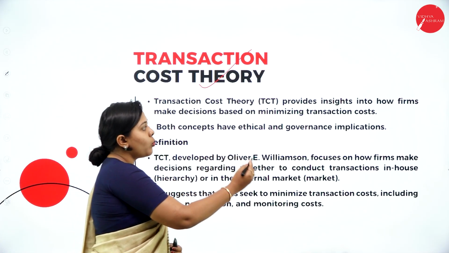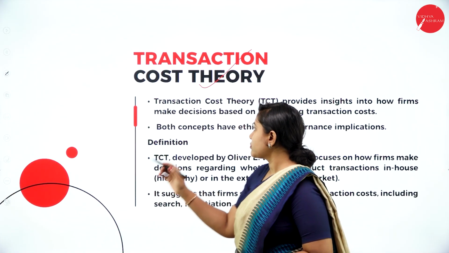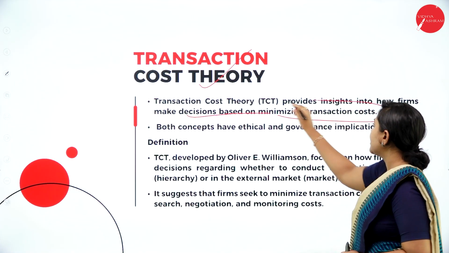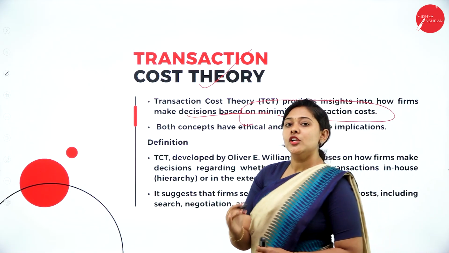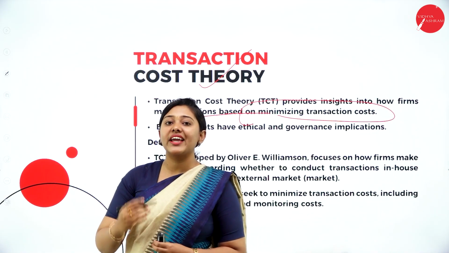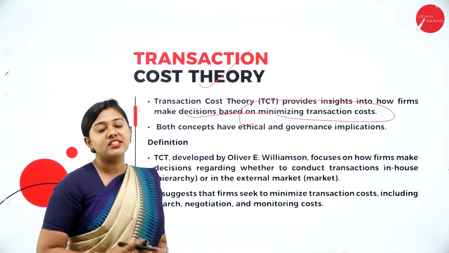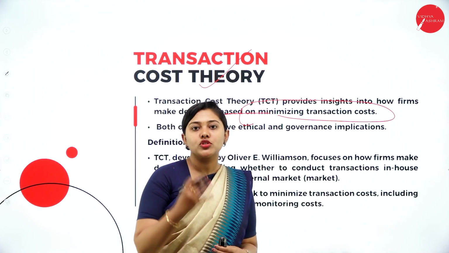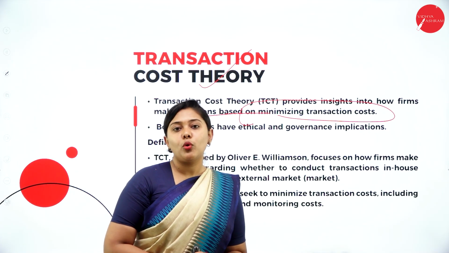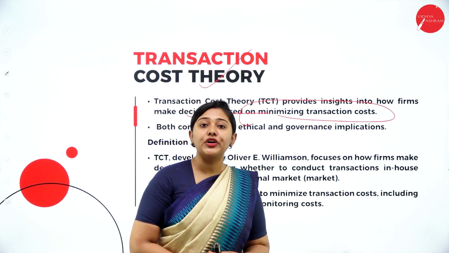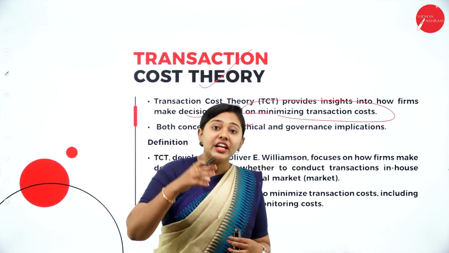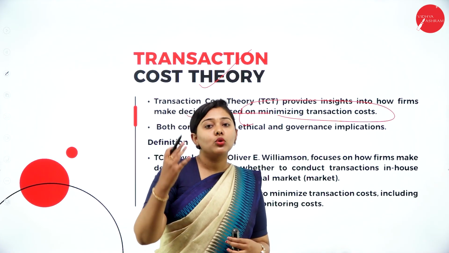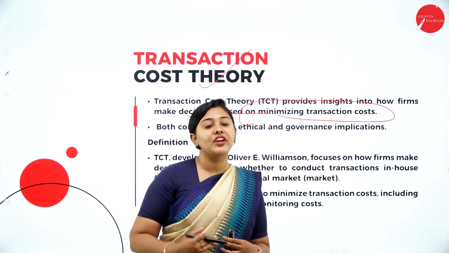Transaction cost theory provides insights into how a firm makes decisions based on minimizing transaction costs. As I have told you, in order to take a sound decision, they have to look at the cost that will be incurred by a firm. So it is important to minimize the cost. They have to have control over the cost. So how can they have control over the cost? When they have an internal working mechanism. If they work for themselves, the firm can reduce the cost.